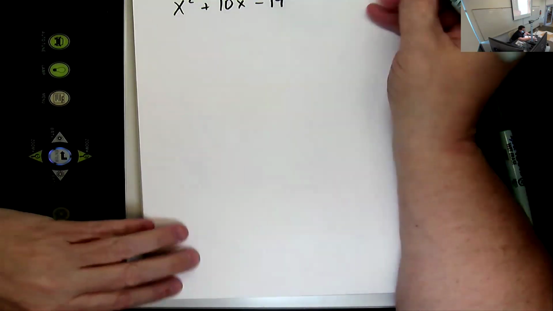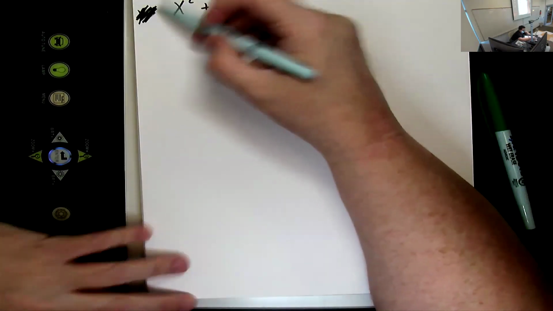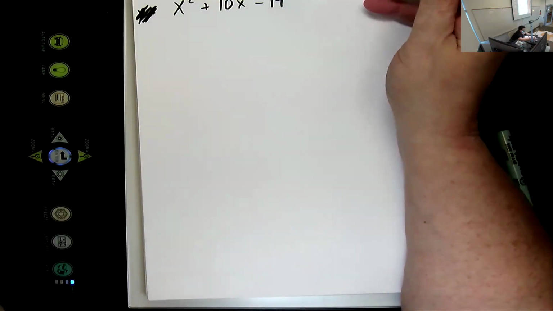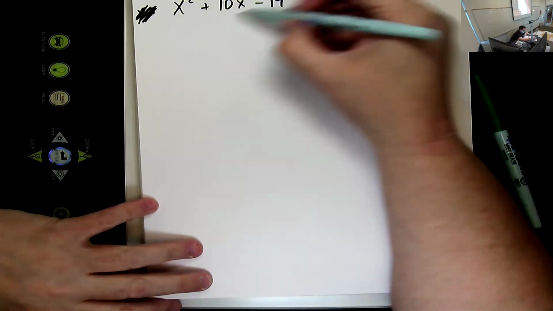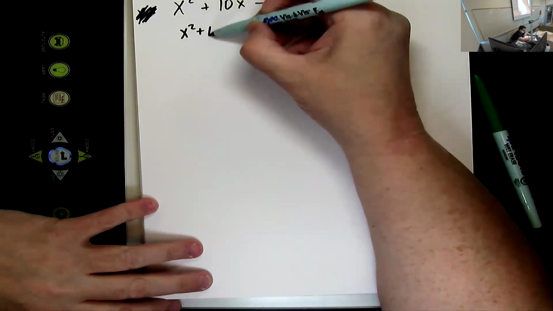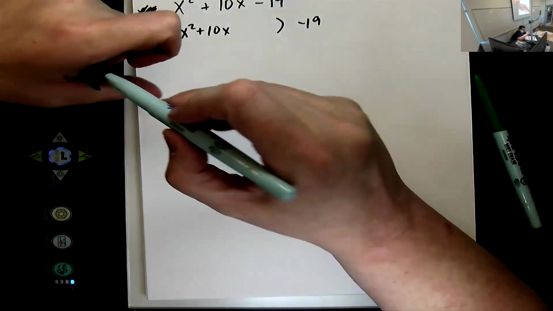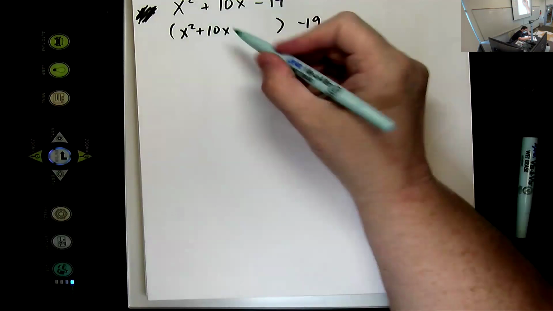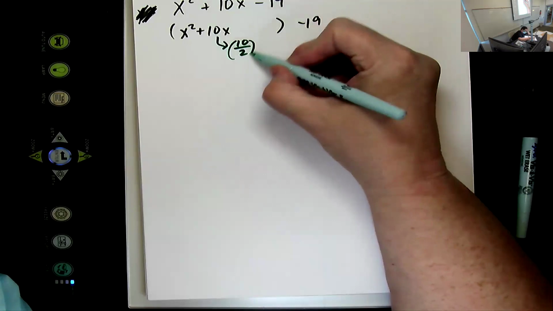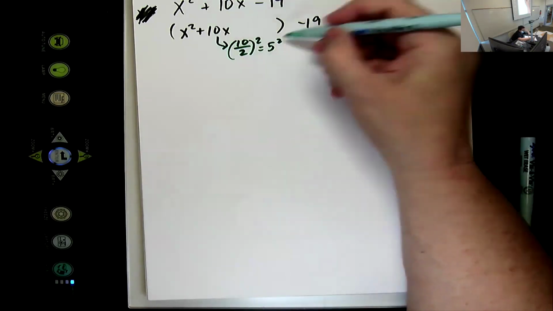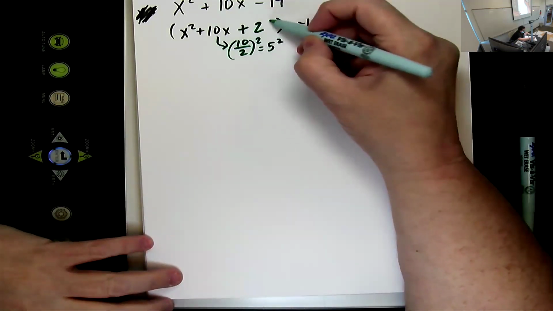We're going to do it all on one side, so say this is y equals. Actually, I don't want to put anything there, I'll just leave it as is, as a reminder. If we want to complete the square, we're going to create some space here, move the minus 19 over, and make parentheses. We take the 10, cut it in half, and square it, so this is 5 squared. We add 5 squared, which is 25, inside.